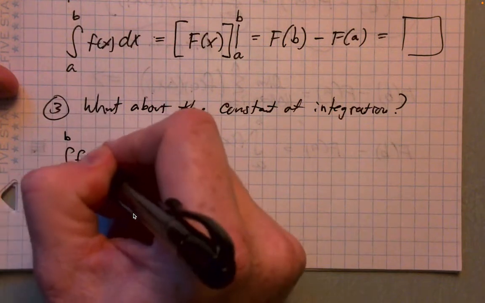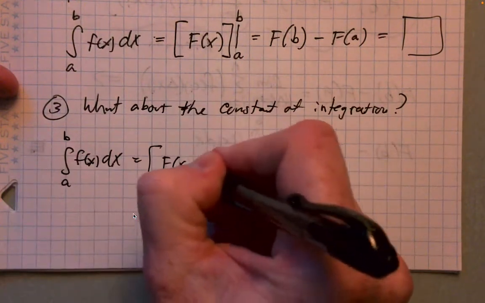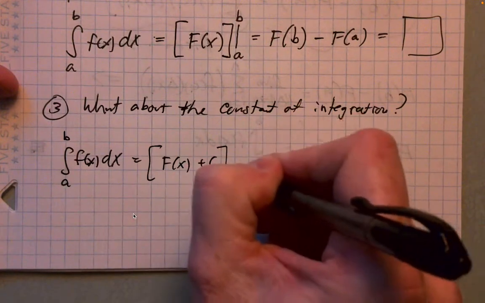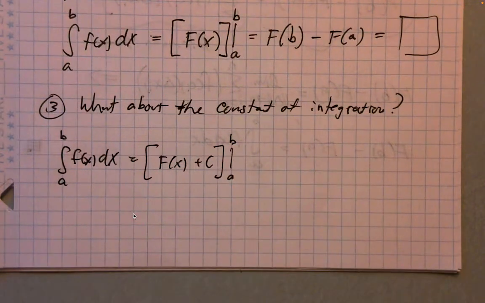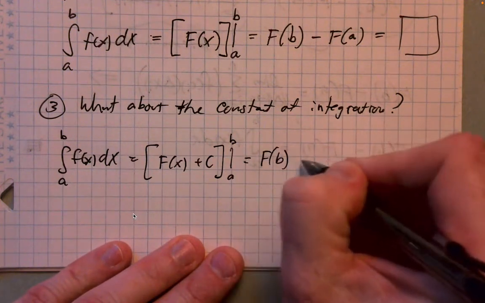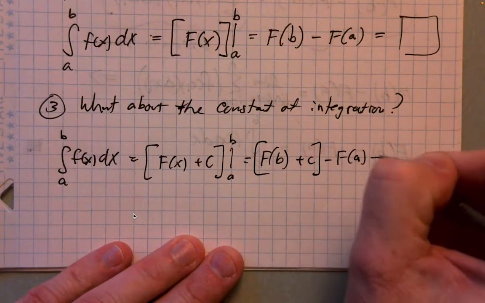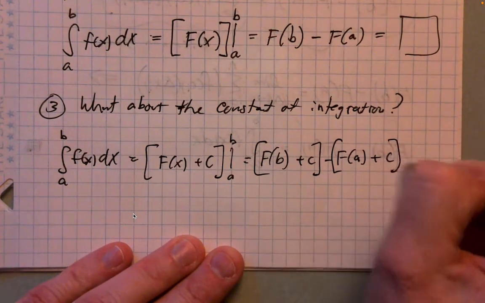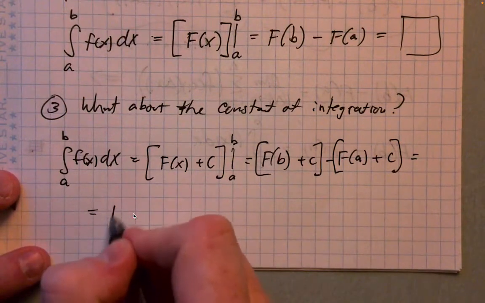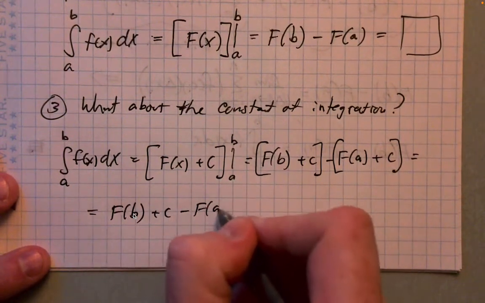The integral from a to b of f of x dx, again, same notation as above. This time, let's put the constant in there. It looks like that. And then what am I going to do? I'm going to say F of b plus c minus F of a plus c. And so what do I get? I get F of b plus c minus F of a minus c.